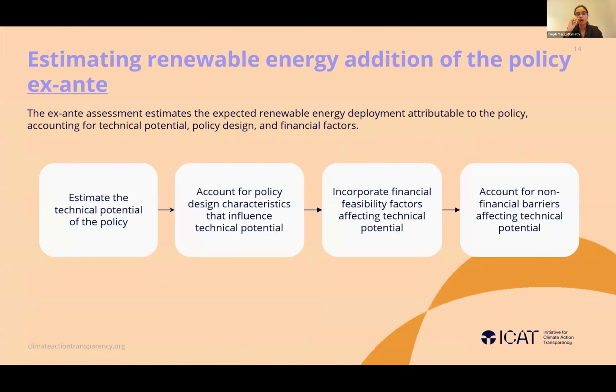The next part focuses on estimating the renewable energy deployment resulting from a policy, primarily using an ex ante approach. The idea here is to start by looking at the technical potential and then gradually consider the different factors that could affect how much of that potential can actually be achieved. The methodology provides a four-step approach for estimating the renewable energy additions, and the four steps essentially take us from the technical potential through to policy design, financial feasibility, and finally to the non-financial barriers that may limit the deployment.